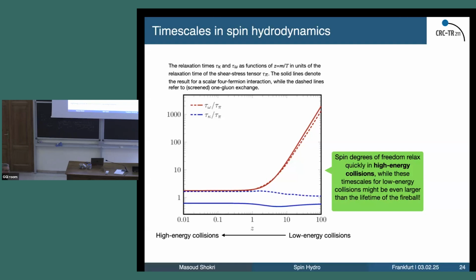Yeah, the solid lines are for scalar four-fermion interaction, the dashed lines for screened one gluon exchange.